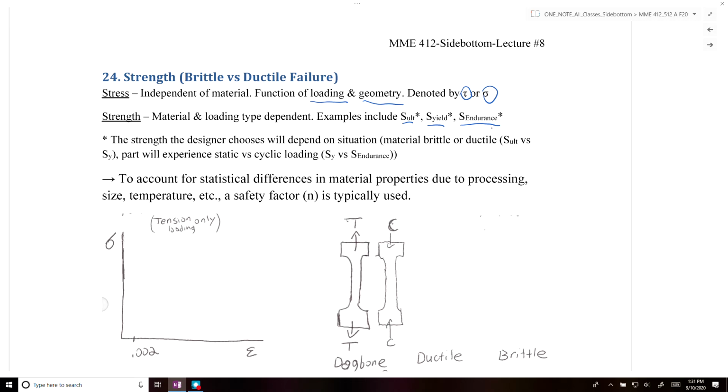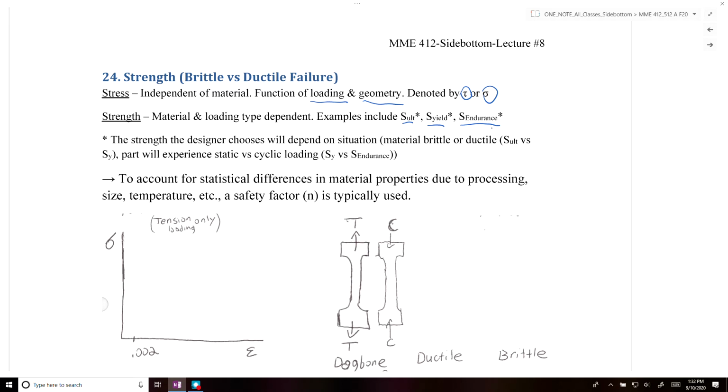So if they're using a brittle material versus a ductile material, they might use the ultimate strength for a brittle material, and the yield strength for a ductile material. If the part is going to be a static part, meaning it's not going to experience different loading cycles, they might use the yield strength. If it's undergoing cyclic loading, they might use the endurance strength. To account for statistical differences in material properties due to processing, size, temperature, etc., typically a safety factor is used in addition to the yield strength to best design your component.